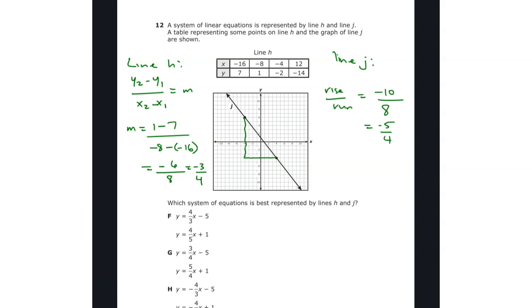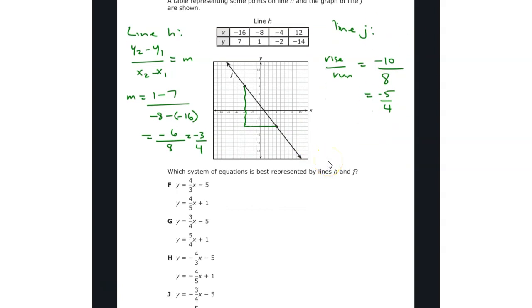Okay, so let's see what our choices are. So negative 5 over 4x for line J plus 1. So let's look for anything that has negative 5 over 4x plus 1. Okay, and we have negative 5 over 4x. So that's our best answer right there. J.